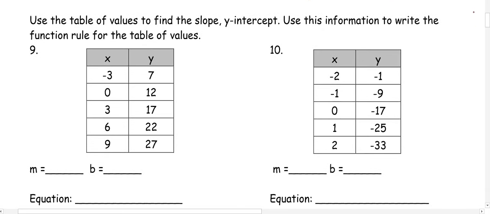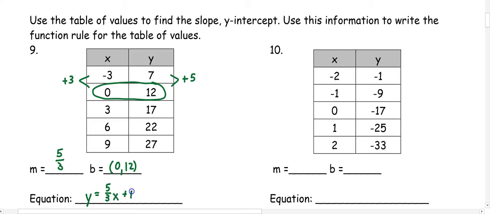Use the table of values to find the slope and the y-intercept. Use this information to write the function rule. So I'm just going to look at any 2 points in the table. In this case, let's look at the first two. To get from 7 to 12, I'm adding 5. To get from -3 to 0, I'm adding 3. Remember that your slope is the change in y over the change in x. So we have 5 over 3. The y-intercept is the point where x is 0. So in this case, we have (0, 12), which means that the equation would be y = 5/3x + 12.